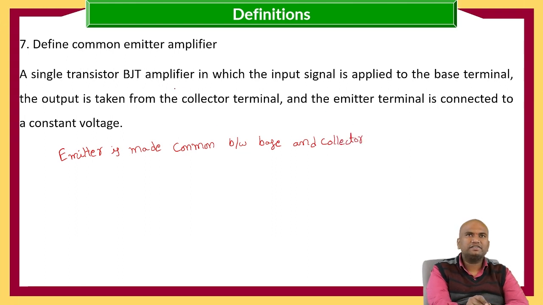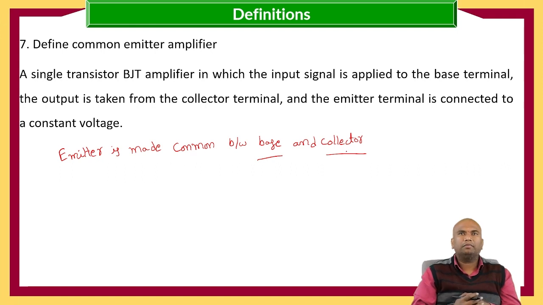So a single transistor BJT amplifier is one in which the input signal is applied to the base terminal and the output is taken from the collector terminal. The emitter terminal is connected to a constant voltage, that is made common between the base and collector.